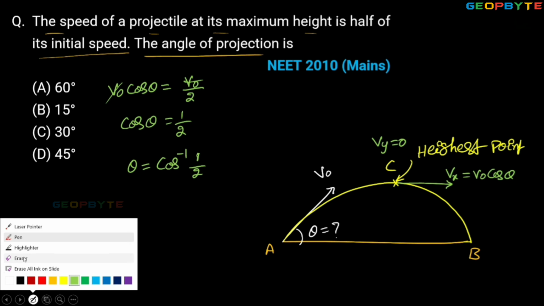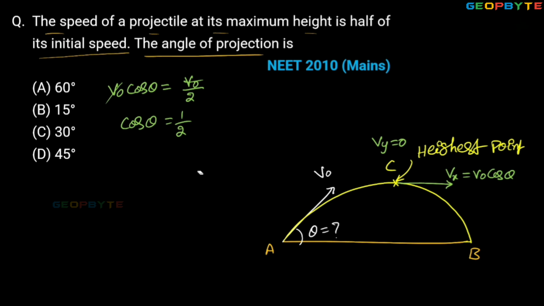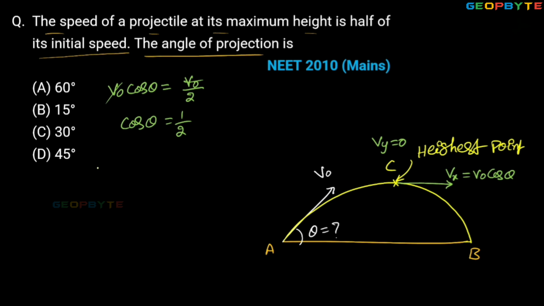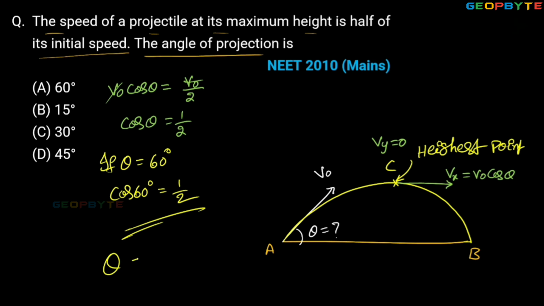Otherwise, from this itself we can decide: cos theta equal to 1 by 2 means at what angle is cos equal to 1 by 2? You know, right? If theta equal to 60 degrees, then what is cos 60 degrees? Cos 60 degrees equal to 1 by 2. That means theta, the angle of projection, equal to 60 degrees.